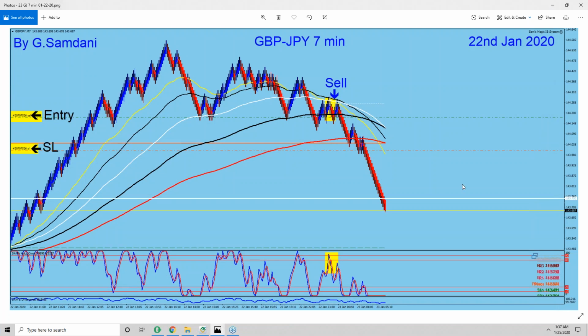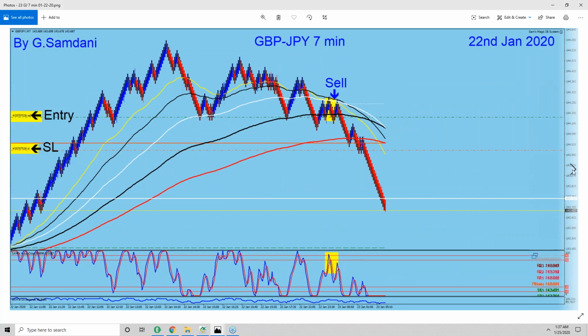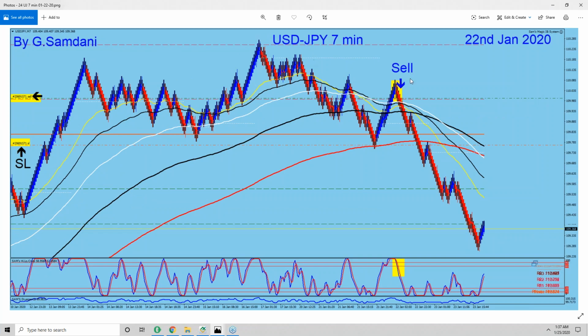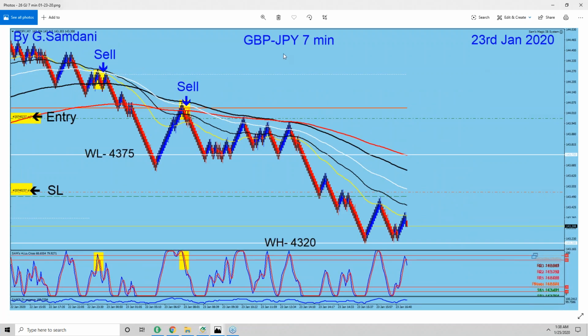Pound yen again on the 22nd, 2nd January again. This was okay, 2nd January, and this is the trade. Which one is USD yen, right? And on the 23rd now, Euro yen again. That was the first one. See how many all yen pairs I'm showing, all yen trades. Just keep watching. On the 23rd again, pound yen, that was the entry, that was the second entry here. That was the first one.